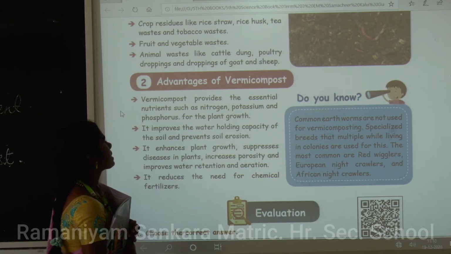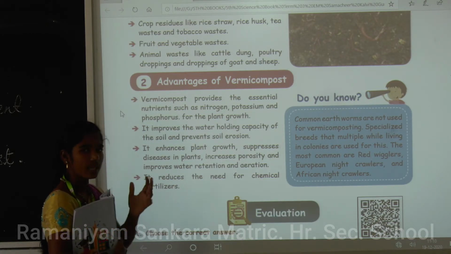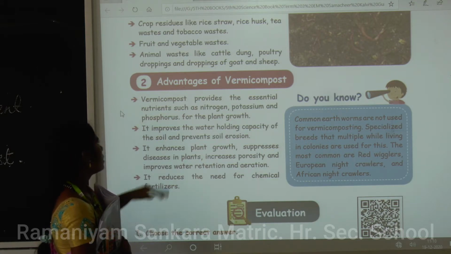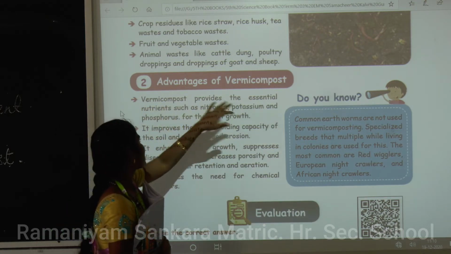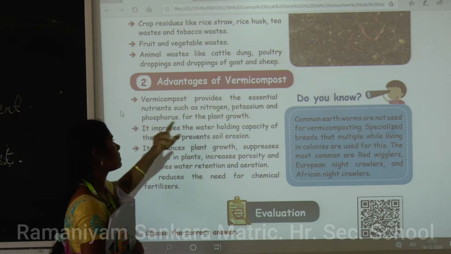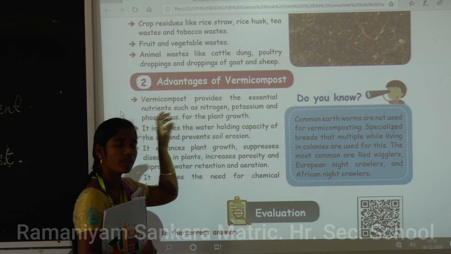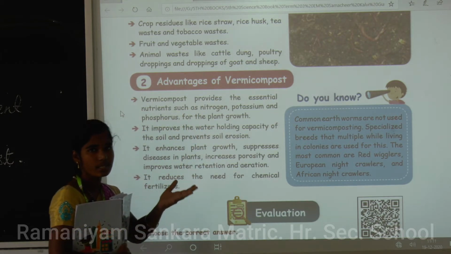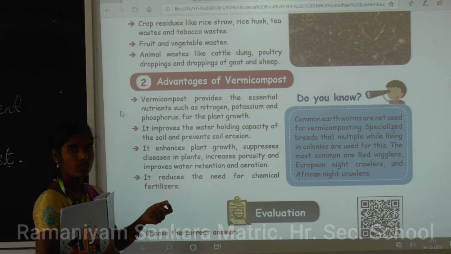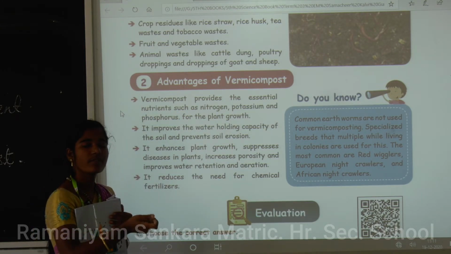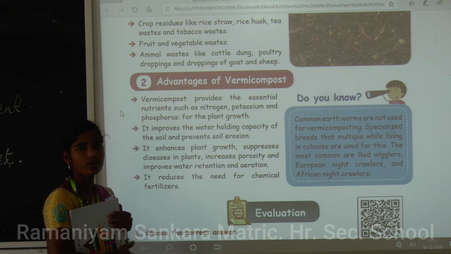Okay, next advantages of vermicompost. இதனால என்னென்ன நன்மைகள் நமக்கு, what are the uses of the vermicompost? Vermicompost provides the essential nutrients such as nitrogen, potassium and phosphorus for the plant growth. அப்போ இது எல்லாத்தையுமே நம்ம எதுக்கு யூஸ் பண்ணுறோம் அப்படின்னா, for the crop production, agriculture purposeக்கு தான் we are using. Okay, first it contains the essential nutrients.